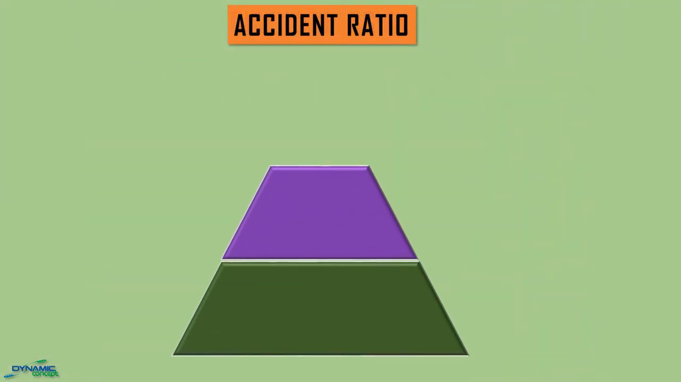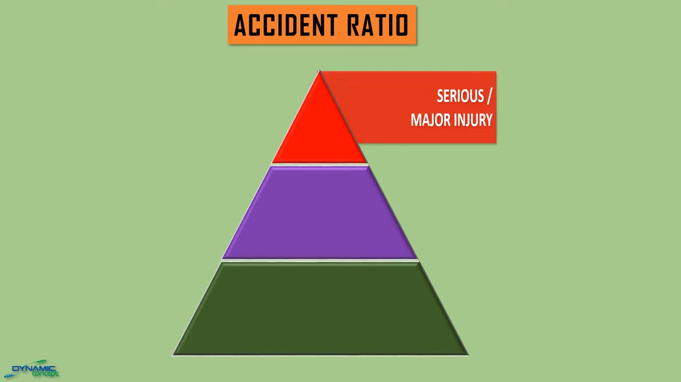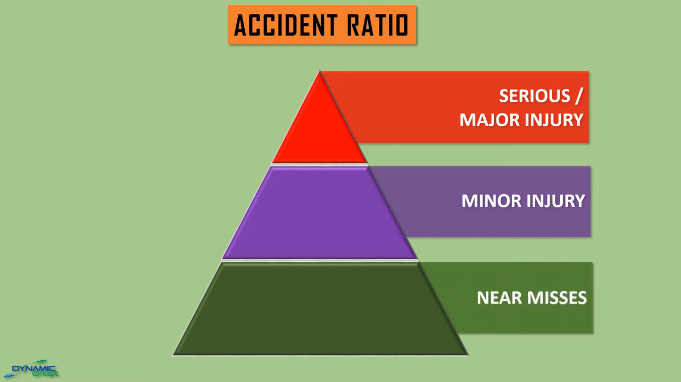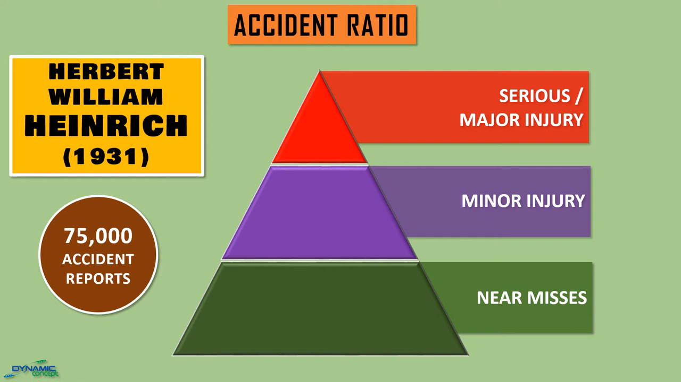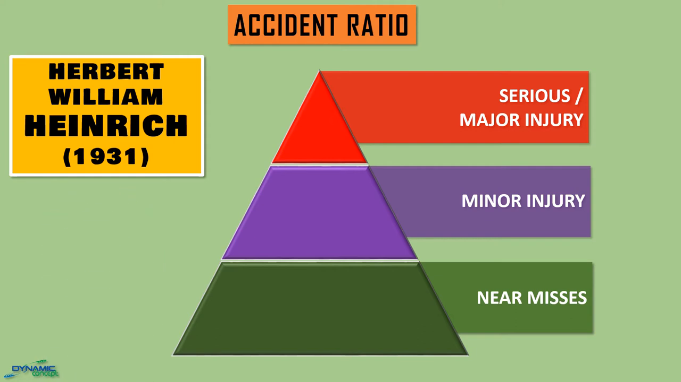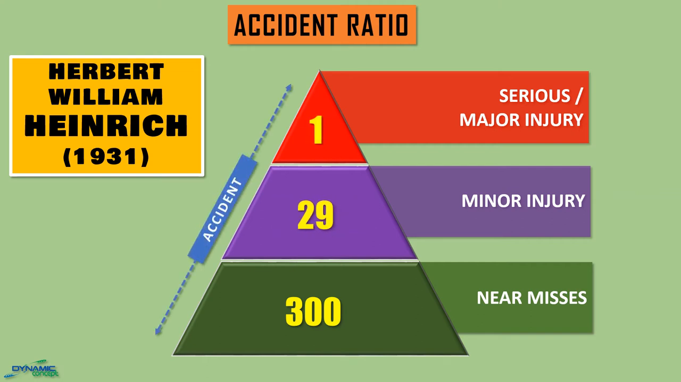The accident triangle shows a relationship between the number of accidents resulting in serious injury, minor injuries, or no injuries. The relationship was first introduced in 1931 by Herbert William Heinrich. Heinrich was a pioneer in the field of workplace safety and health. From the study of 75,000 accident reports, he suggested that for every 300 near misses, there will be 29 minor injuries and one major injury.